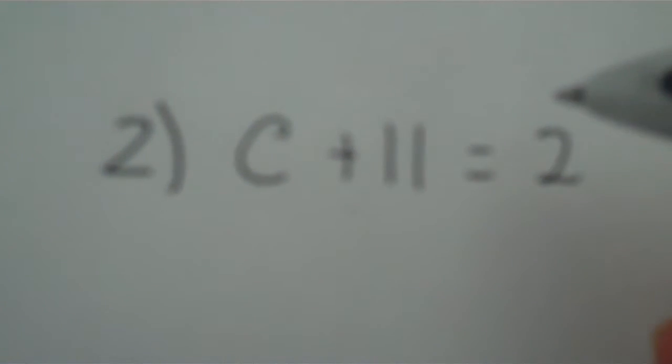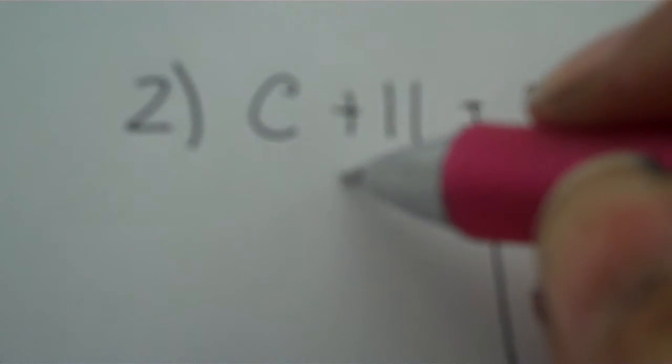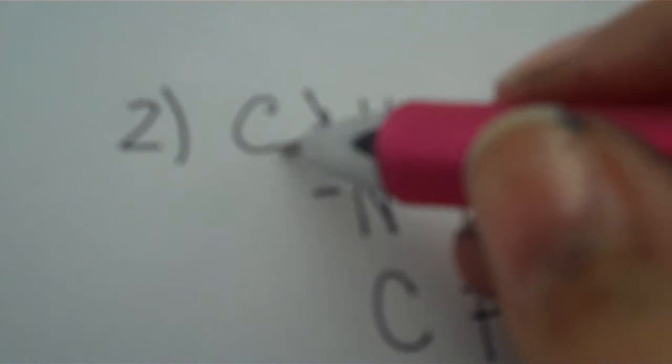Second one. C plus 11 equals 2. Write it down and always draw your line. Okay? So I want to get C by itself. I have this plus 11. So the opposite of adding 11 is subtracting 11. And I have to do it on both sides. Subtract 11. So this goes away. I still have C equals, the C just comes from here, brought it down, 2 minus 11. So you do your calculator, do 2 minus 11, and you come up with negative 9. Negative 9. And that's the right answer.